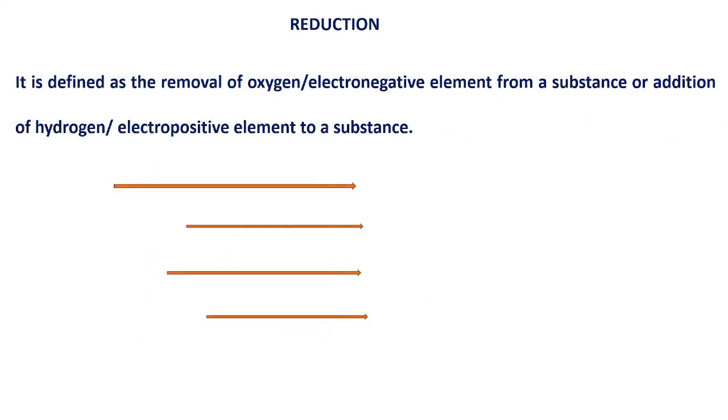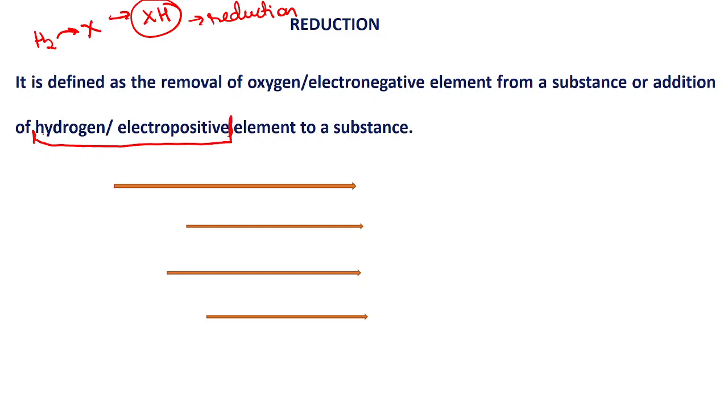Now, reduction. Similarly, in the previous class in your 10th, you studied that the addition of hydrogen to any element X, forming XH, is known as reduction. But as time proceeded, the definition broadened, and it is defined as the removal of oxygen or an electronegative element from a substance, or the addition of hydrogen or an electropositive element.